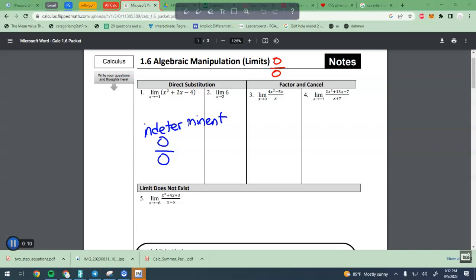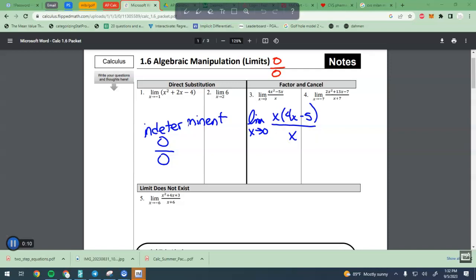So it's time to factor and cancel. Can anybody tell me what they might do to start? There's 2 ways you can think about it. To start number 3. When you say factor out x, what do you mean? You're not wrong. I just want to know which way you're going. I think this is what you're saying: take an x out, you'll get 4x minus 5. Then you have an x on the bottom. Why would that help us?